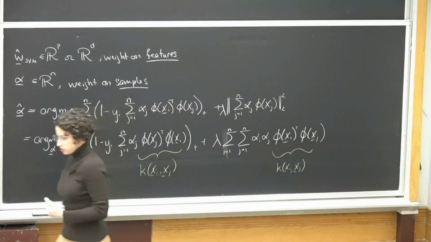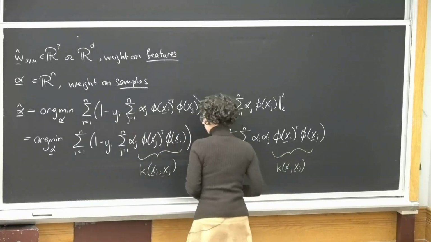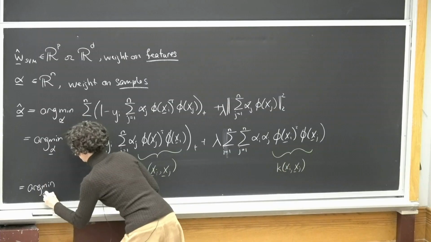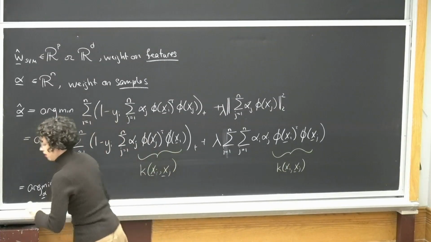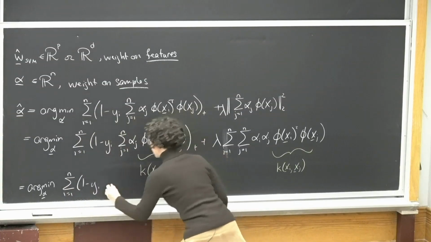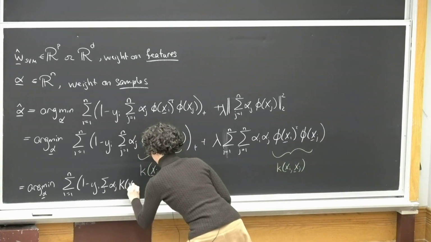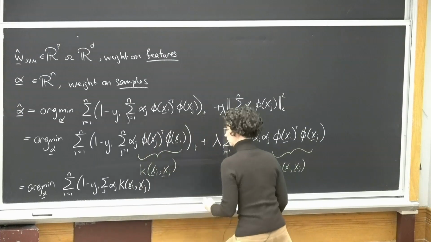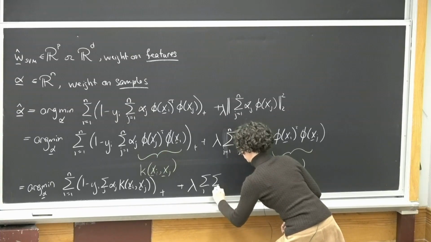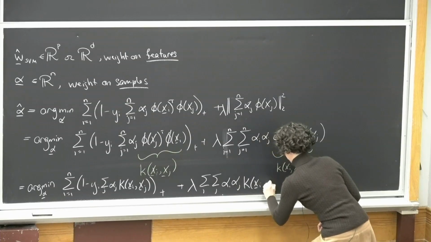All right. Now, unfortunately, when we look at, well, maybe I'll just write this out more explicitly. So our final alpha corresponds to the argument that minimizes over all alpha, sum i equals 1 to n, 1 minus y_i, sum over j, alpha_j k(x_i, x_j), plus lambda, sum over i, sum over j, alpha_i alpha_j kernel(x_i, x_j).